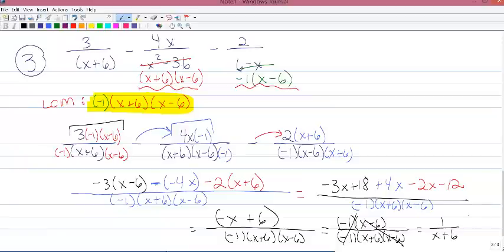And that would be our answer, but when you figure out what x can't be, you want to make sure you come back to here because it can't be plus or minus 6. Okay, and that is it.